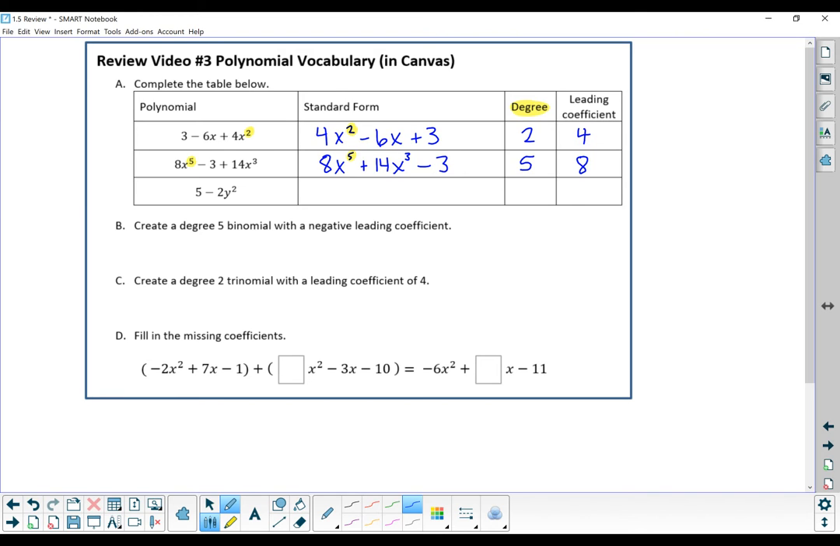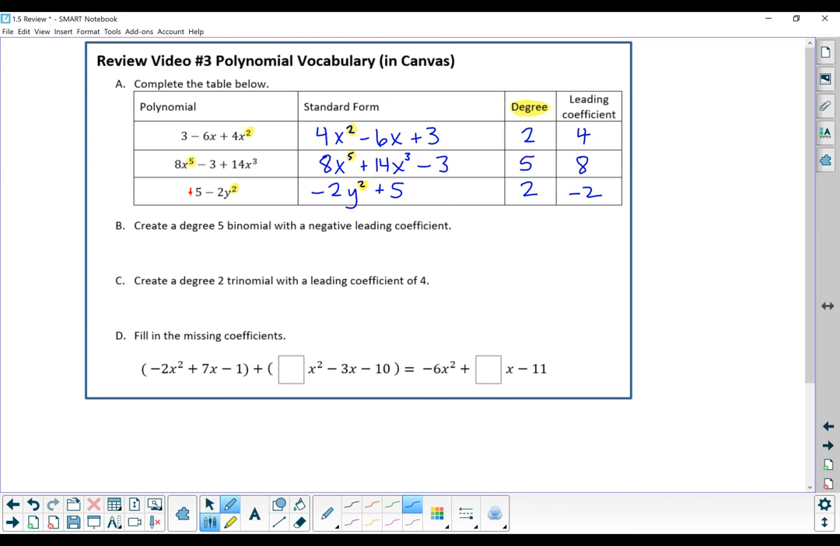Okay, the last one is 5 minus 2y squared. So our term with the highest power is this one. Make sure you grab the negative with it. It's negative 2y squared. And then that 5 is positive. Remember that the signs go with what follows; the signs precede the term. So that 5 is a positive 5 and that 2y squared is a negative 2y squared. So our degree here is 2 and our leading coefficient is negative 2.